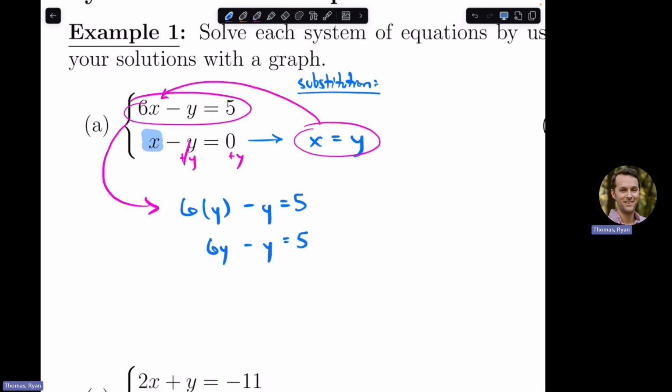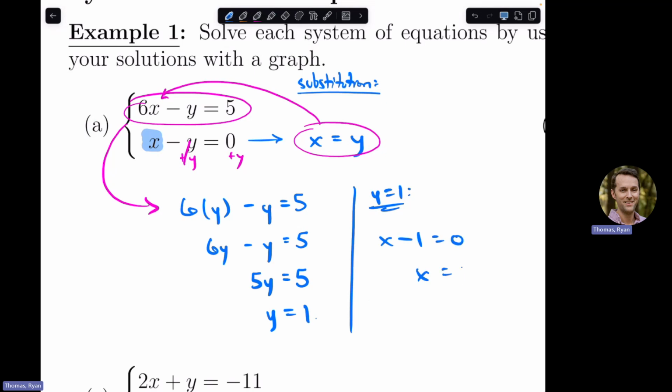And then again, we have a thing that's only got one unknown in it. It's in terms of y. And that tells me that y's got to be 1. And then again, once I've got one of the things, I just back up somewhere and plug it back in and find the other one. If y is 1, then, for example, the second equation says x minus 1 is 0, so that x is 1. And again, we get our solution, the point 1, 1.